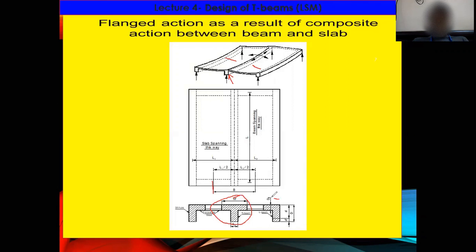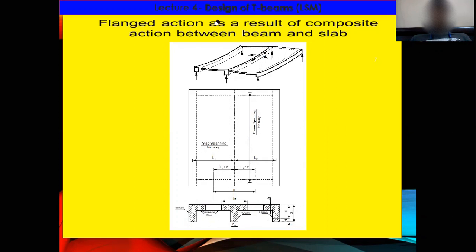Similarly, the edge beams you can design as an L section, L beam. We will discuss how to design the L beams. It is similar to the T beam, only a small difference. So this is how you can select T beams.